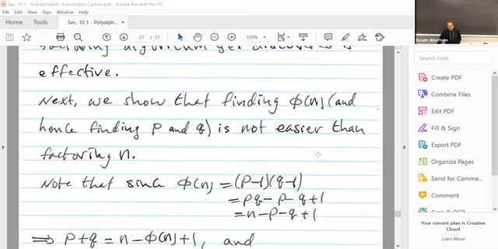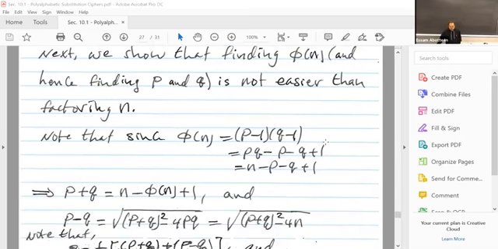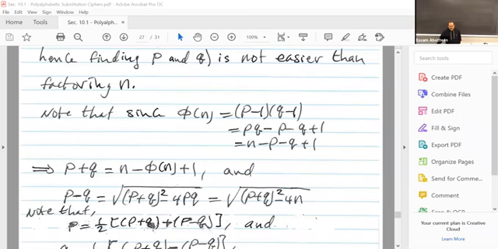Below, we're going to see it will be really the same. So first, remember that phi of N is going to be equal to (P minus 1) times (Q minus 1), assuming that we know P and Q. Then we can express phi of N in terms of N and the prime factors. And then we can write P plus Q as N minus phi of N plus 1, just by solving for P plus Q.